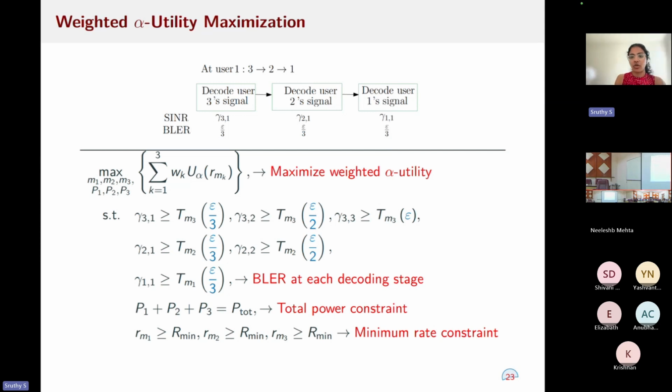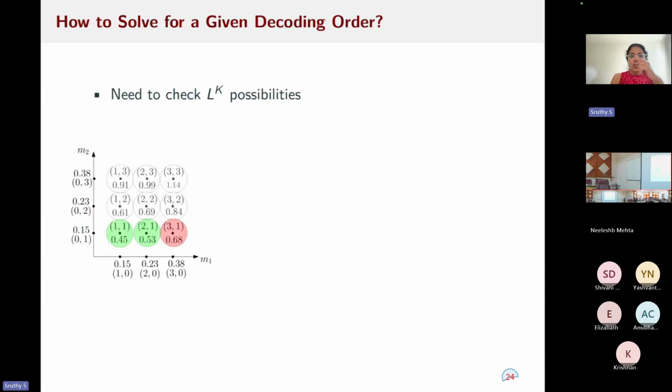So again, this becomes combinatorial in nature, and for a given modulation and coding scheme choice, we check whether there exists a feasible power allocation that satisfies all these constraints. Among the feasible MCS pairs, we will pick the one with the highest weighted alpha utility as the optimal one. And we also need to find the optimal decoding order, right? So for that, we do the same for all the decoding orders, then we pick the highest as the optimal one. So let's say there are K users and L modulation and coding scheme choices available. So we need to check the feasibility for L to the power K possibilities.